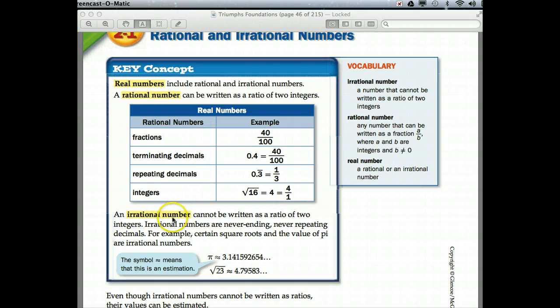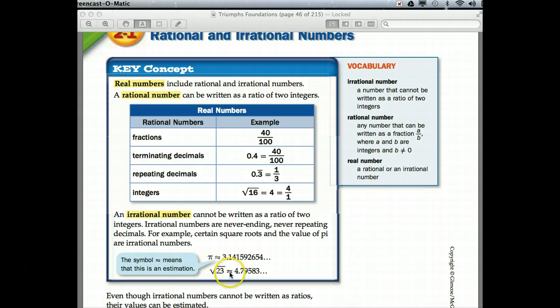We also discussed irrational numbers. Now, an irrational number cannot be written as a ratio of two integers. The reason is because it never ends and it never repeats. So the value of pi, we approximate it because it's 3.141592654, and it just keeps on going. It'll fill hundreds and hundreds of pages, but the numbers just keep on going. I don't know if we've ever even found the end of it. So this means approximately equal to, or is an estimation.